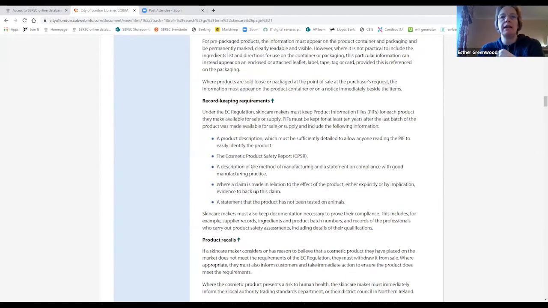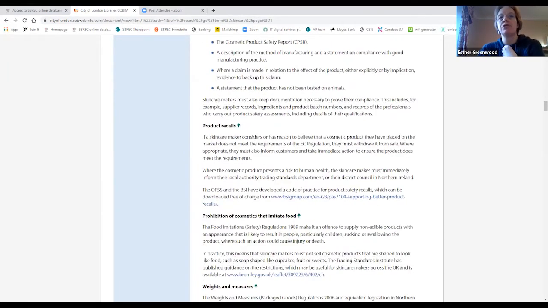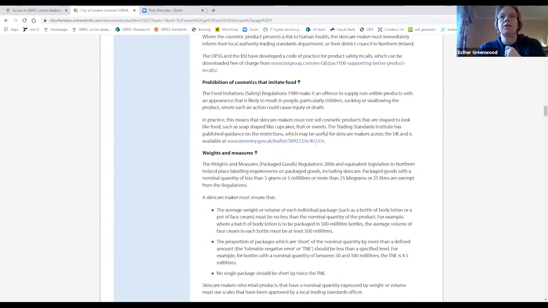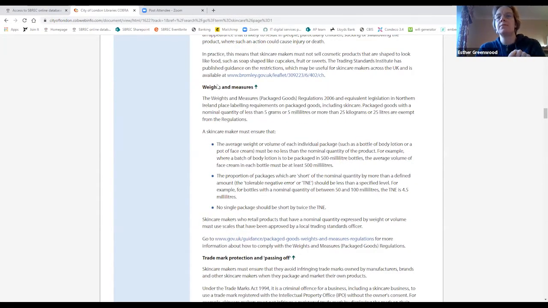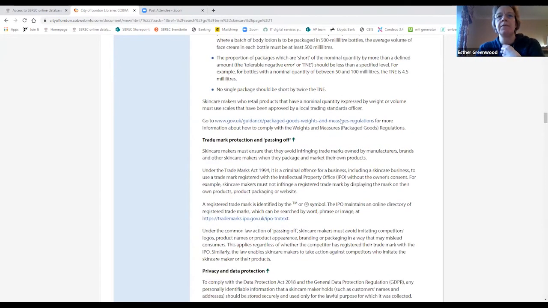It talks about the record keeping and product recalls. If for any reason you need to recall one of your products, then obviously you'll need to think about how you're going to go about that. Here's some more information about weights and measures, so about the volume that's in a particular bottle, or the weight of a particular bottle of product.